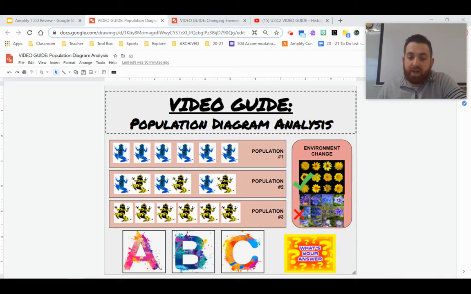So the question we're looking to answer here is which population or populations would be able to survive a changing environment that went from blue flowers to yellow flowers. Is it A, population 1 would be best suited to survive this environment change from blue to yellow? Is it B, population 2 is best able to survive or more likely to survive the change from blue to yellow? Or is it C, population 2 and 3 are more likely to survive this environment change?